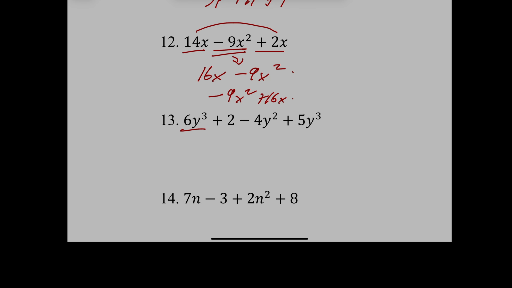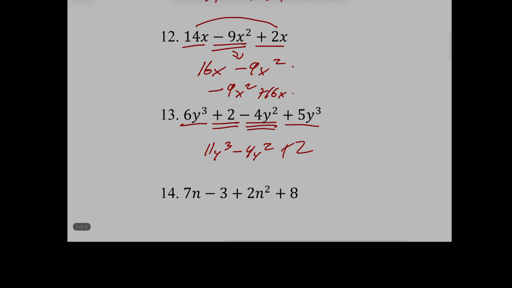13, 6y cubed. This is a number. This is a y squared. This is a y cubed, which if I look back, that's a single underline. Now I'm going to copy my single underline. 6y cubed plus 5y cubed is 11y cubed. Then I'm going to go to this one next. It's a negative 4y squared, so I write minus 4y squared. And then I just have a number floating out, and so I write it right here.